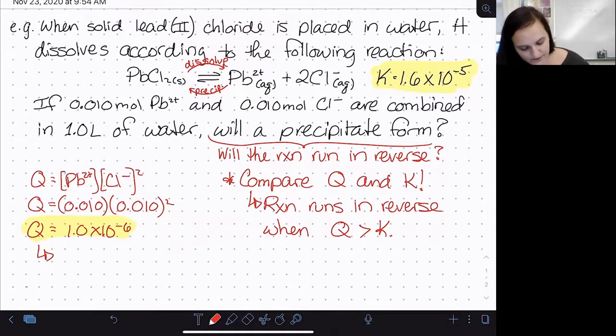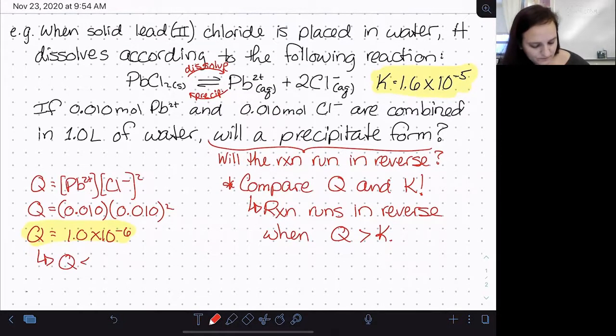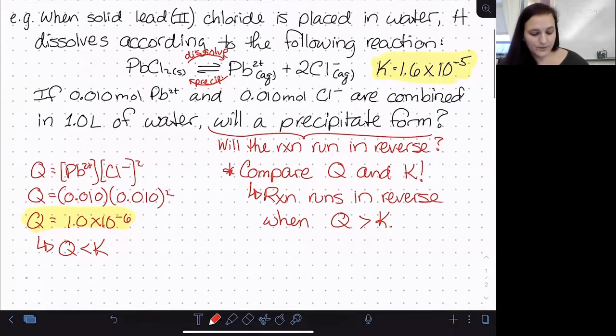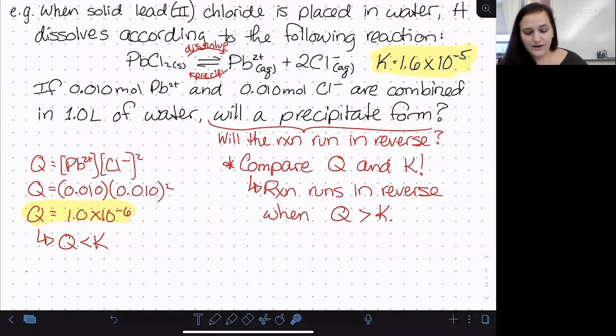So for this reaction, Q is actually less than K. So what that means is that we have less than the maximum concentration of lead and chloride in this solution, that we could add more product, we could dissolve more lead chloride before we reached equilibrium. So this is an unsaturated solution. It is not going to form a precipitate.